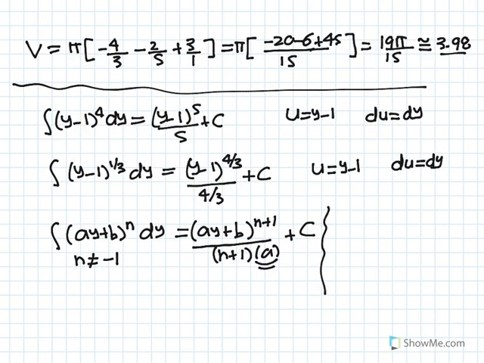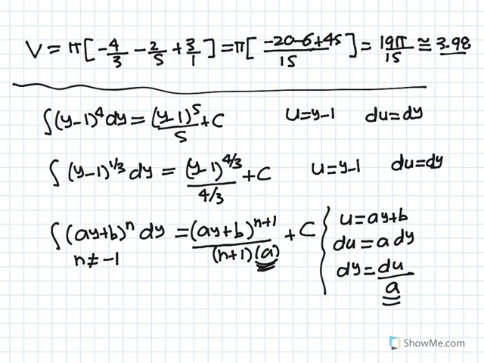So let's go over that. Let u be the inside function, ay plus b. Differentiate both sides, we get du is equal to a dy. Divide by a, and what we get is dy is du divided by a. And that's why we have a here, for exactly the reason that we have a here. It's U substitution. All right, thank you.